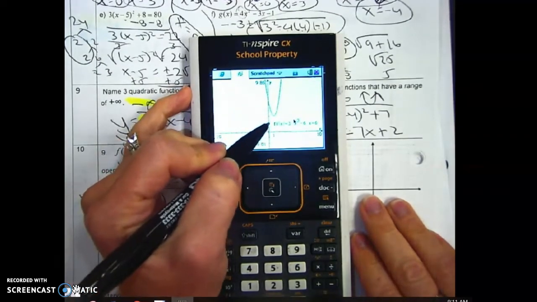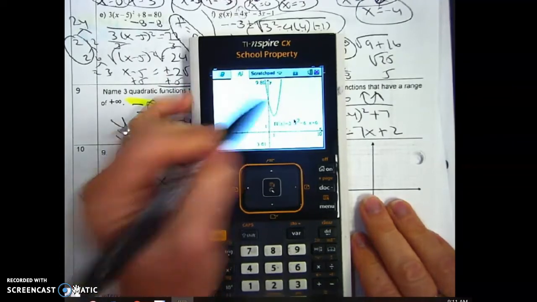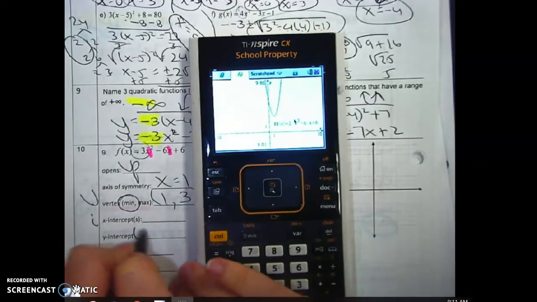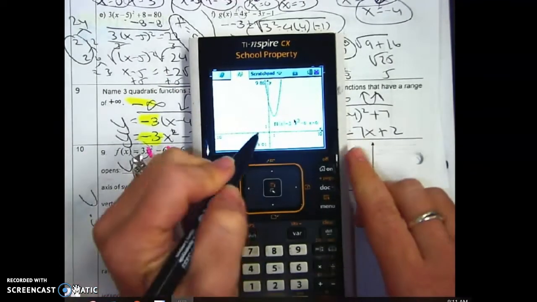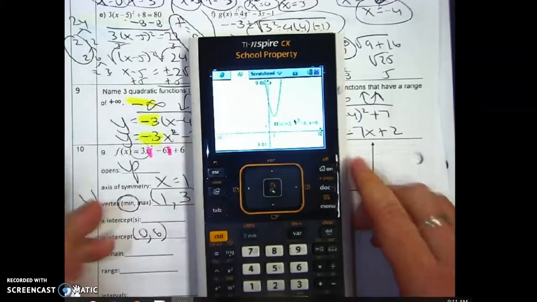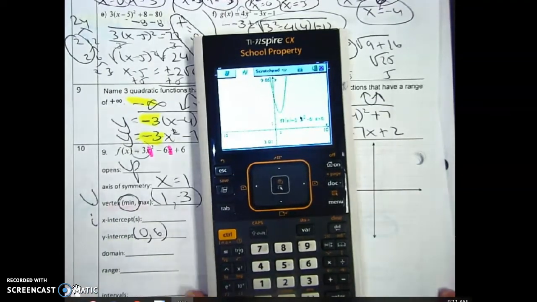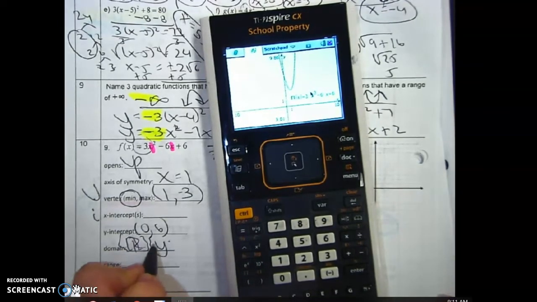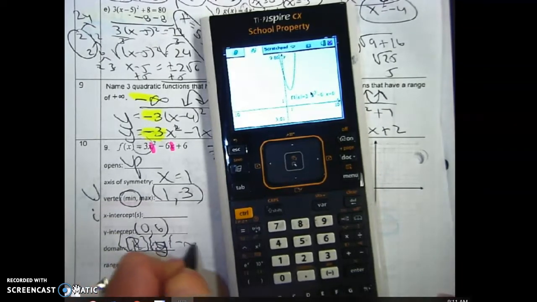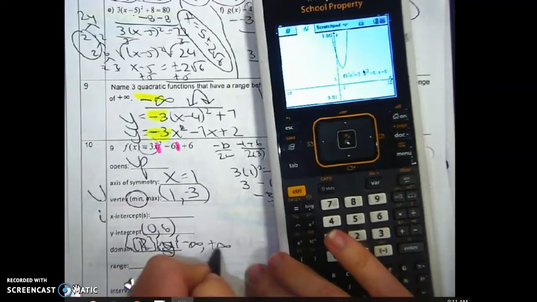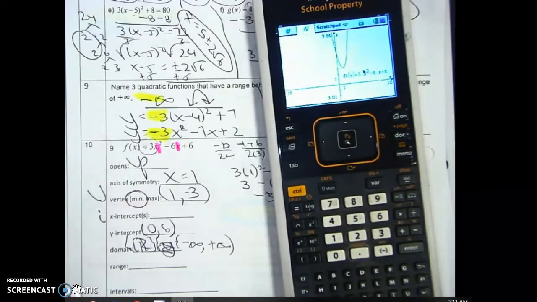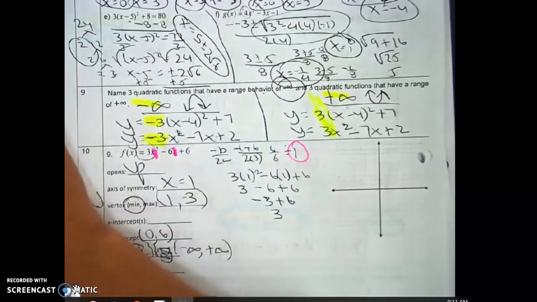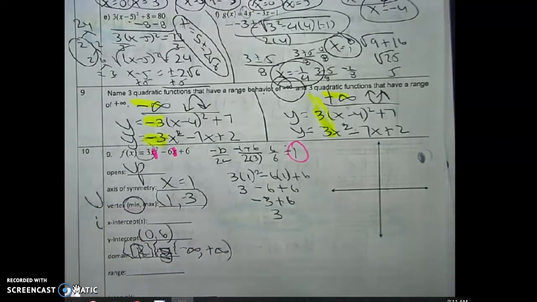And I can see 1, 2, 3, 4, 5, 6. My y-intercept is (0, 6). I see my vertex is (1, 3). Okay, perfect. I did that right. I know my domain is all real numbers, negative infinity to positive infinity. And I did show my work. That kind of looks like a 3, so let me write that out.